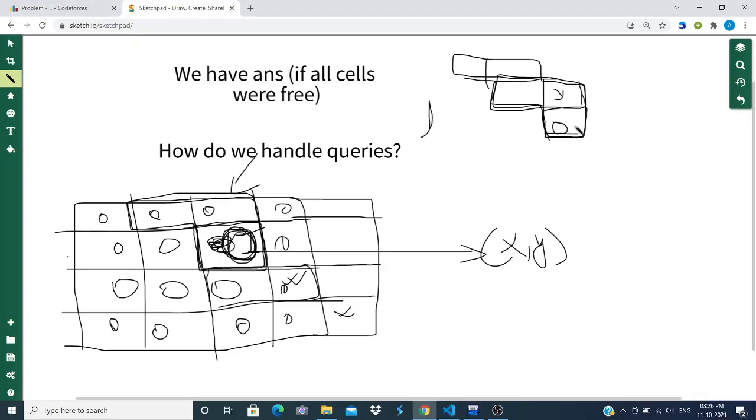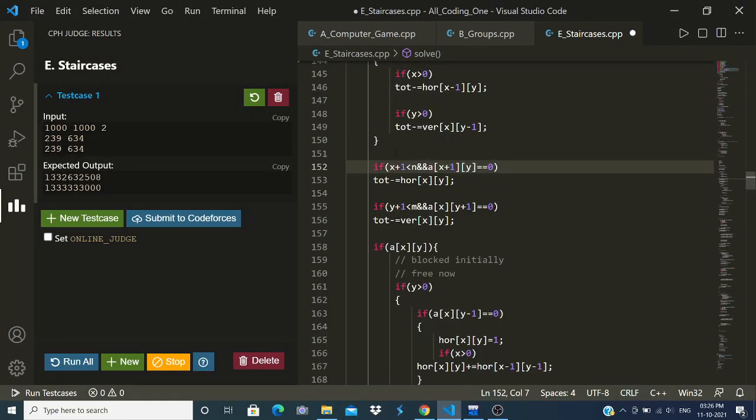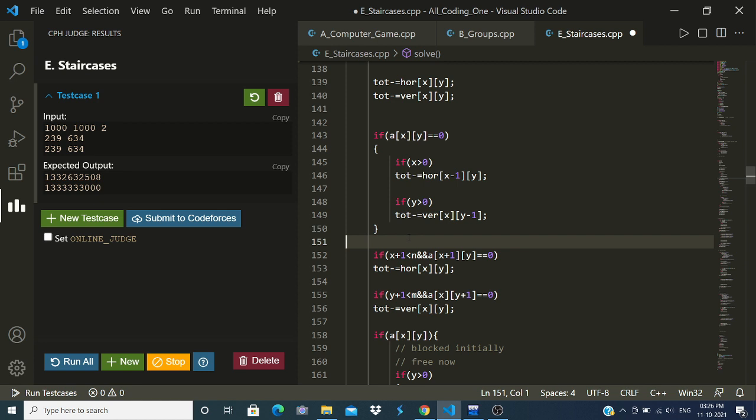So this is the case where we have some staircase which ends up at this point and has a structure like this. For vertical also, you can have something like this kind of staircase. So if this value is 0 and you are turning it to 1, you need to subtract the number of vertical staircases which end at this cell. So this is what we are doing here.